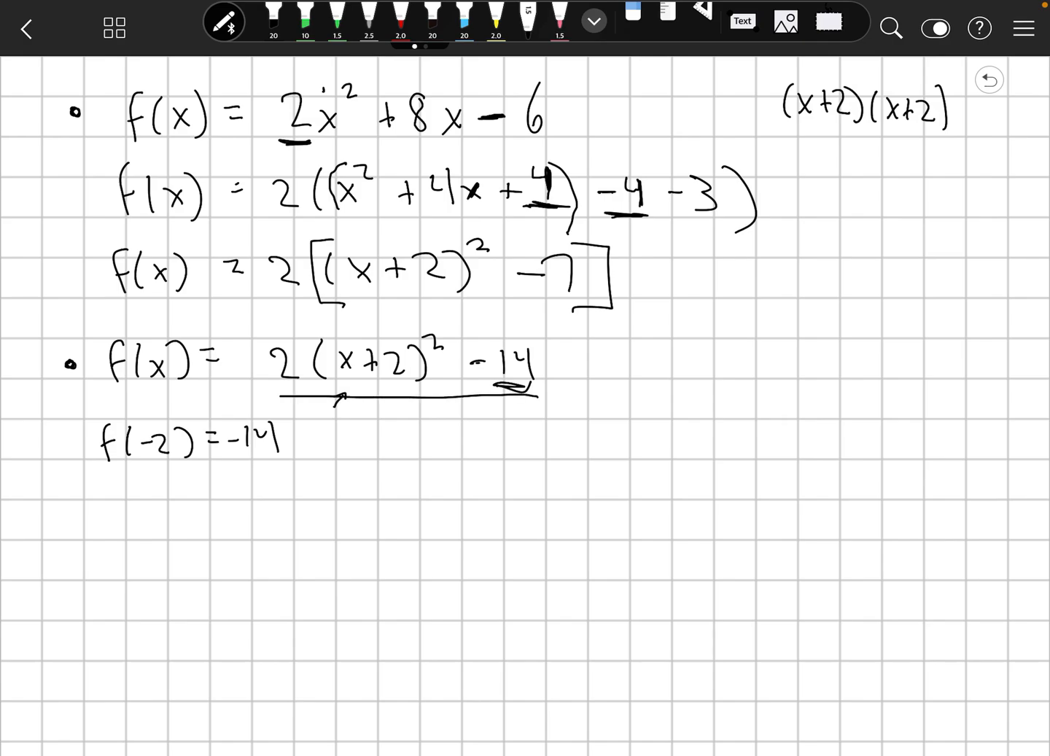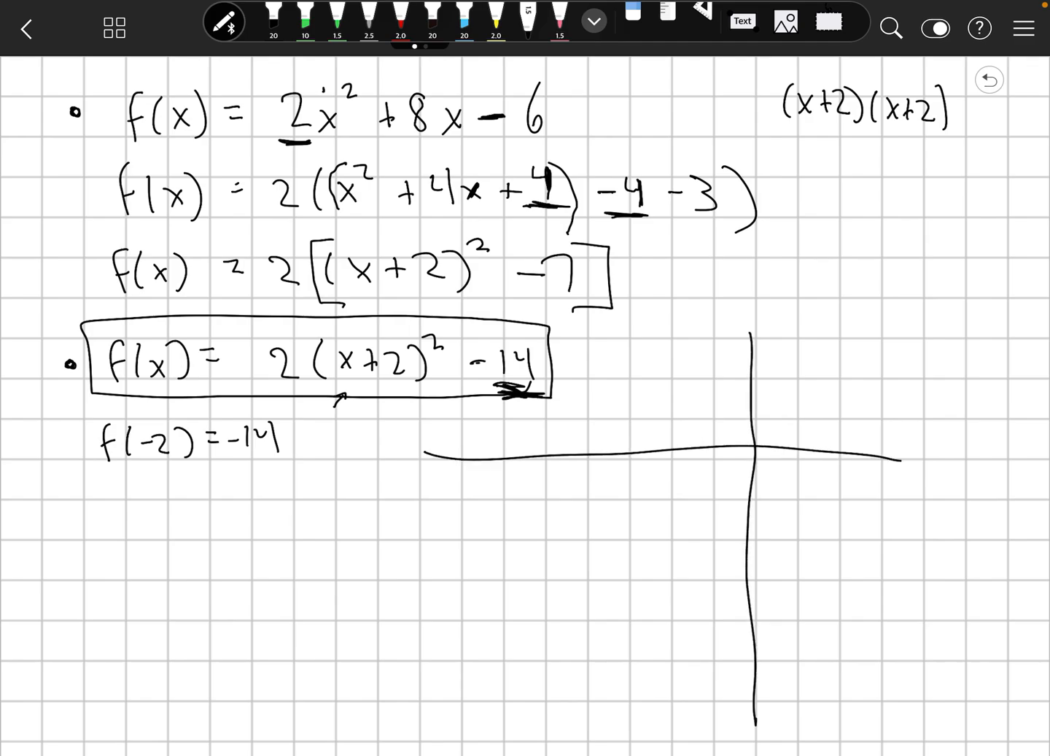And I guess one big question is, why are we doing this in the first place? That's kind of important. Why would we get something into vertex form? It's because it gives us a maximum or a minimum. So let's graph this out. I'm going to go something like this. And we are at negative 1, 2 for x, and then negative 14. So 1, 2, 3, 4, 5, 6, 7, 8, 9, 10, 11, 12, 13, 14, something like that for y.